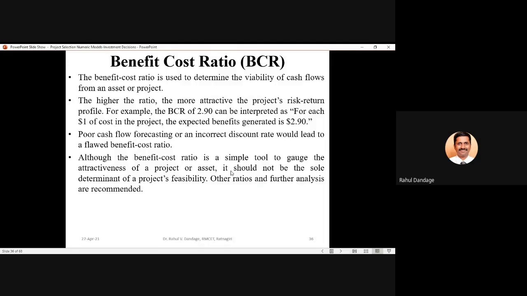Although the benefit cost ratio is a simple tool to gauge the attractiveness of a project or asset, it should not be the sole determinant of a project's feasibility. Other ratios and further analysis are recommended. So simply depending on the benefit cost ratio, the decision should not be taken. Some other considerations and methodologies should also be adopted so that the analysis and decision making will be a foolproof process.